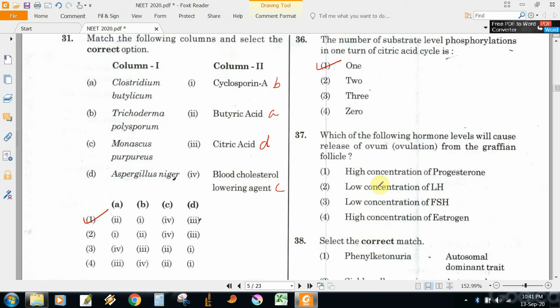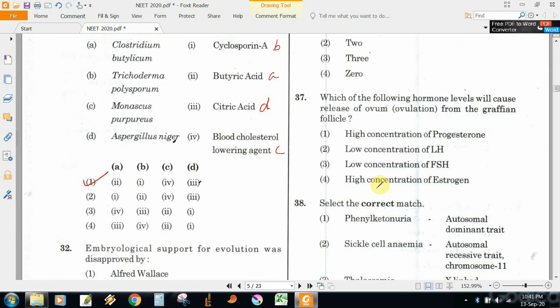Now here this question is quite interesting because we all know that LH is the hormone that is mainly involved in ovulation. However, the stimulation for the release of LH from the pituitary is under the action of estrogen. So obviously when a high concentration of estrogen is released from the ovary, it stimulates the pituitary to release a high dose of LH, which causes ovulation. So based upon this, the fourth option is the right one, that is high concentration of estrogen. This one I feel is quite tricky.